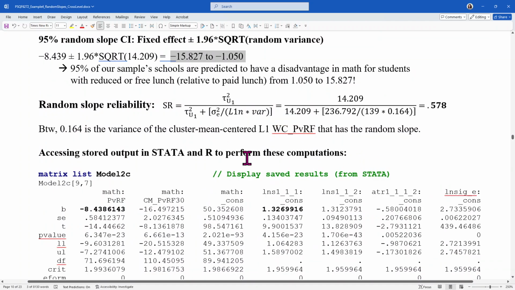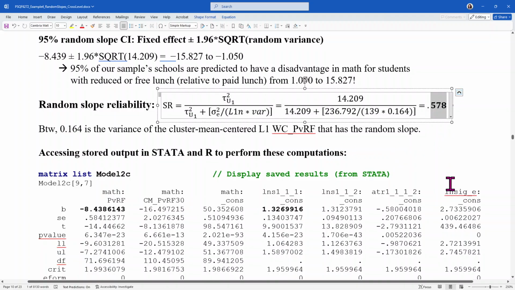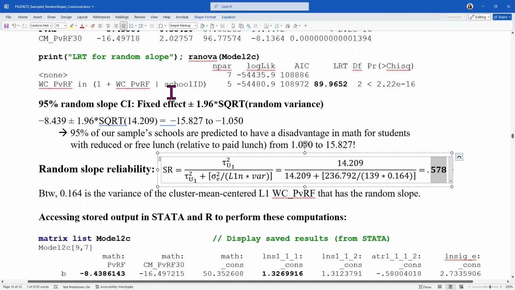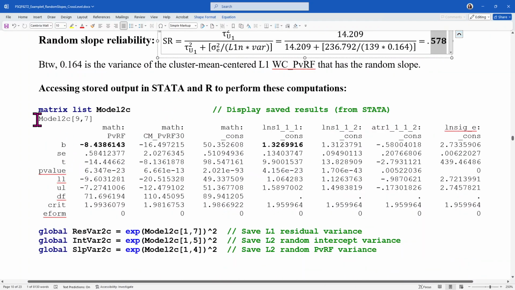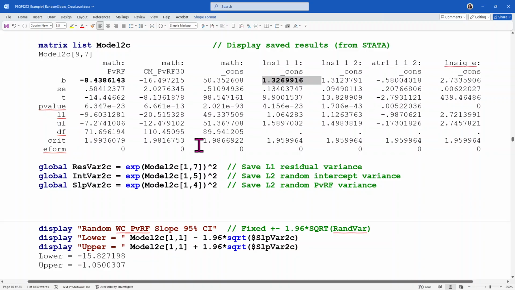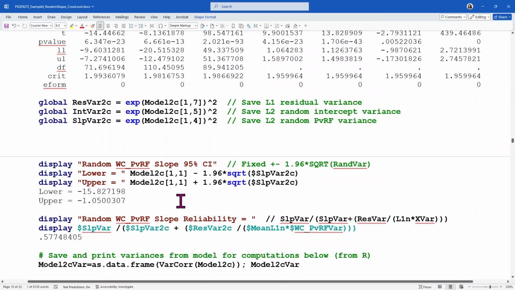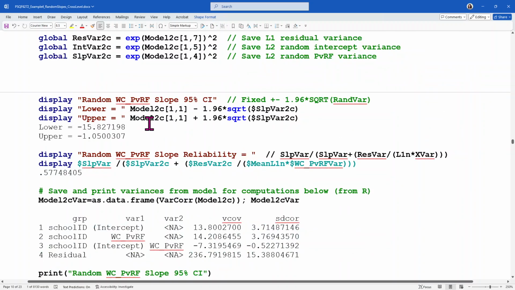Slope reliability. I am computing that here, and it works out to be 0.58, so not great for this, but it's a binary predictor. There's not a lot of information in it in the first place. To be able to do these things then in software, in Stata, I saved and then printed the model output, found the values that I wanted, saved the results of the variances for further comparison and effect size, and then used those saved results to compute these characteristics.